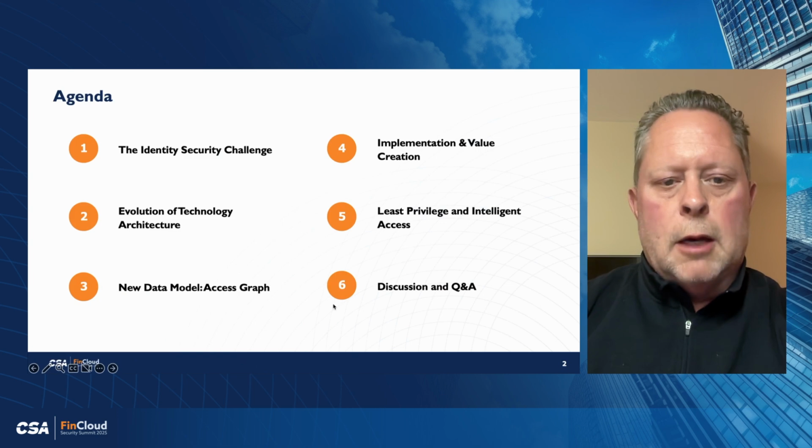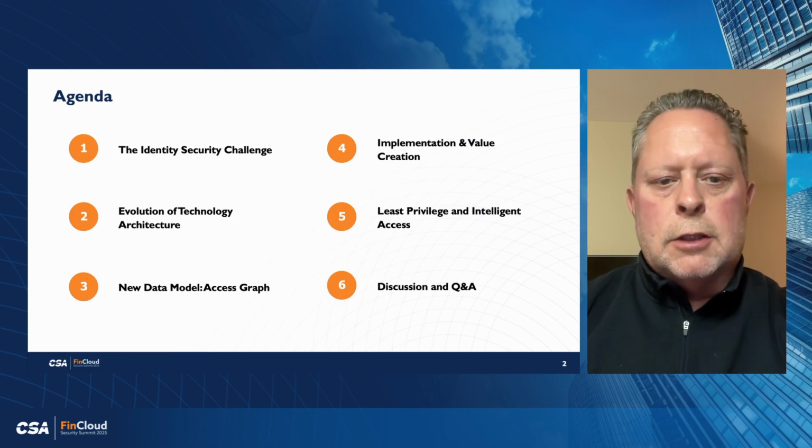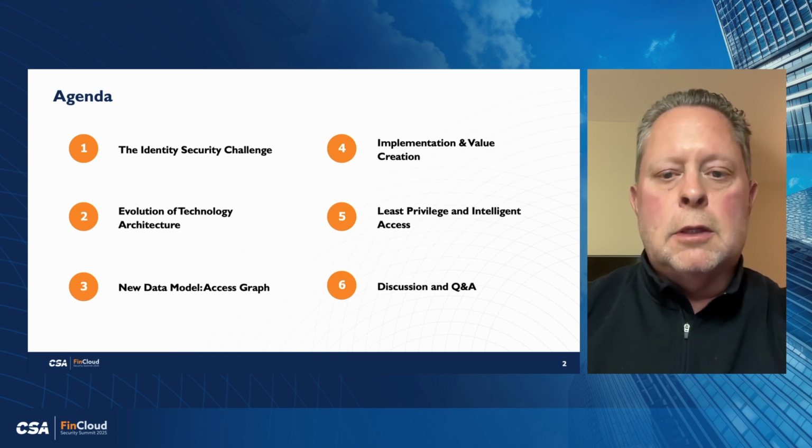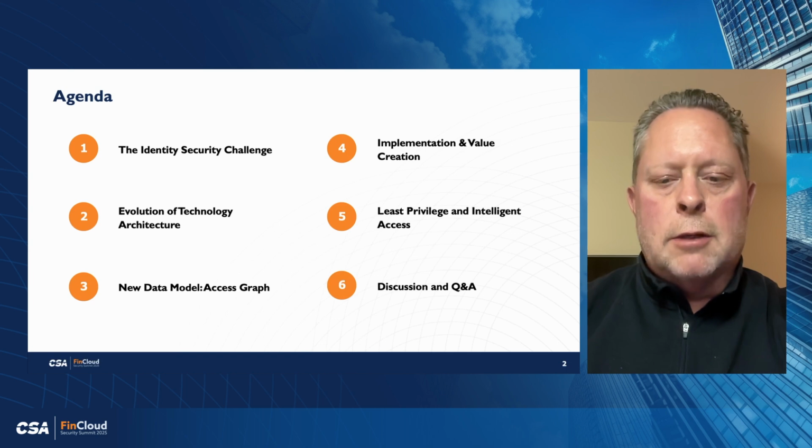So today we'll talk about what I would classify as the identity security challenge of today. We'll talk a little bit about how a lot of our technology architectures and the technology ecosystem overall has evolved. I'll mention this new data model that is critically important to where we think identity security needs to go. We call it the access graph. We'll talk a little bit about implementation and value creation. How do we get this new concept in place? How do we get impact and outcomes from this new model, and how does it impact the way that we operate moving forward?